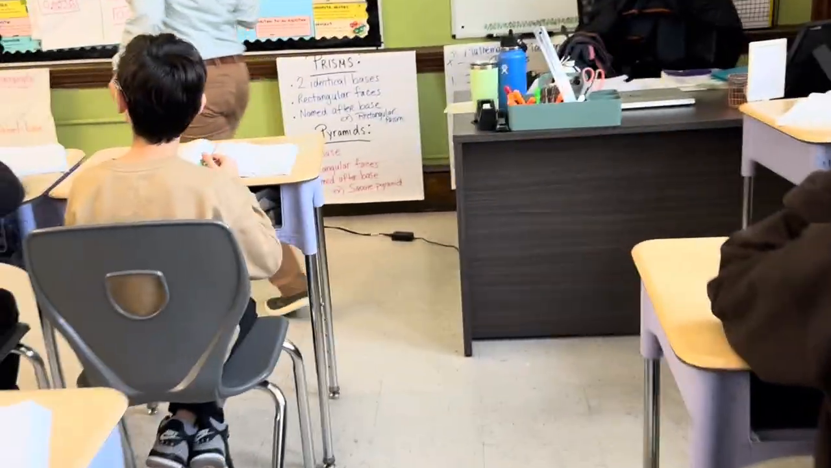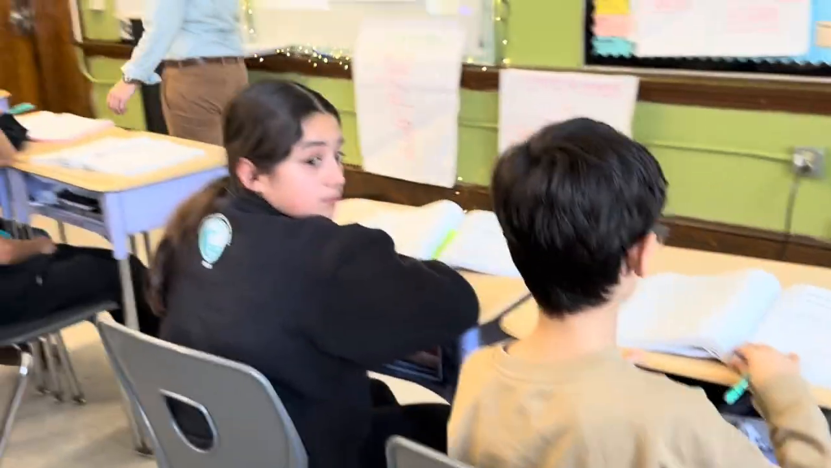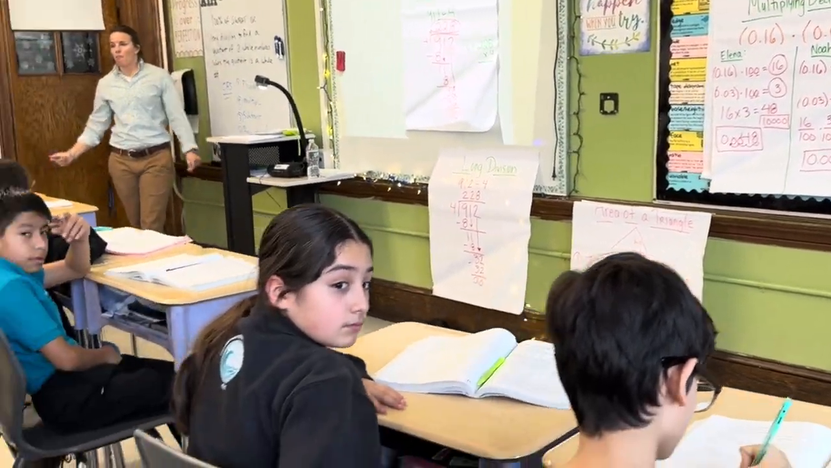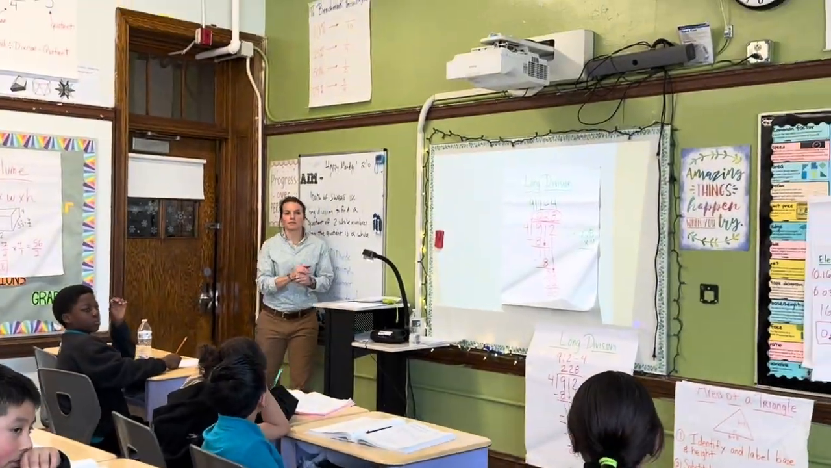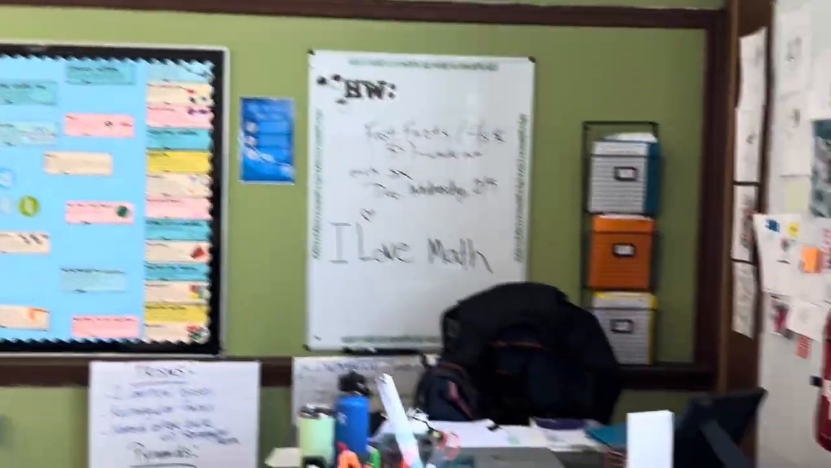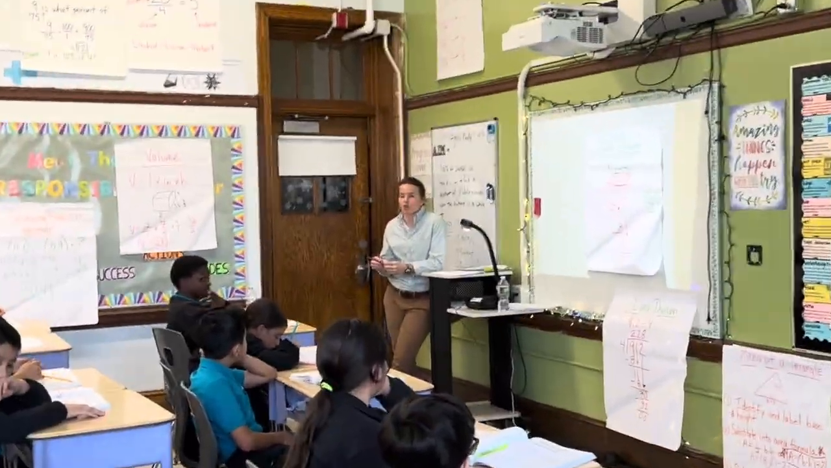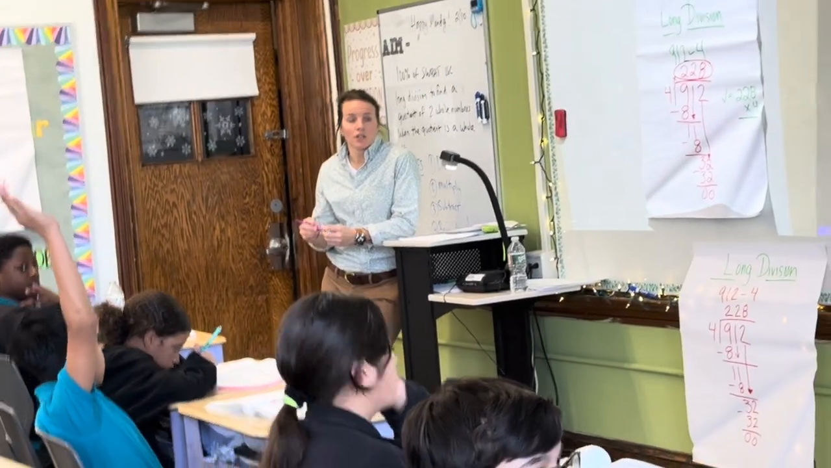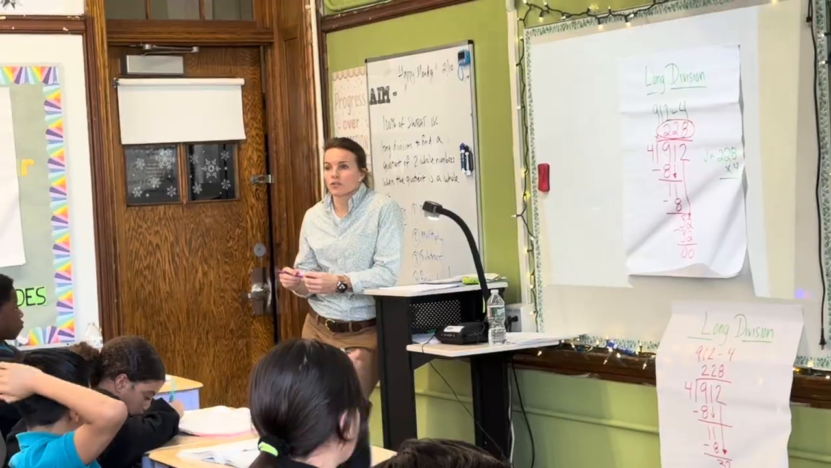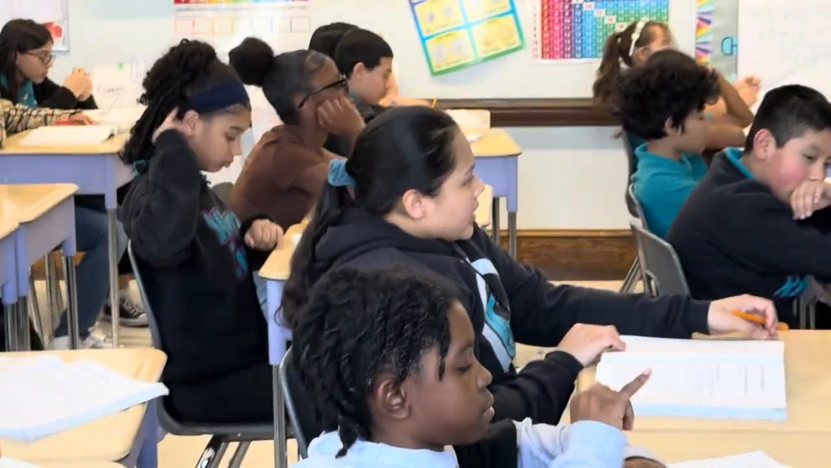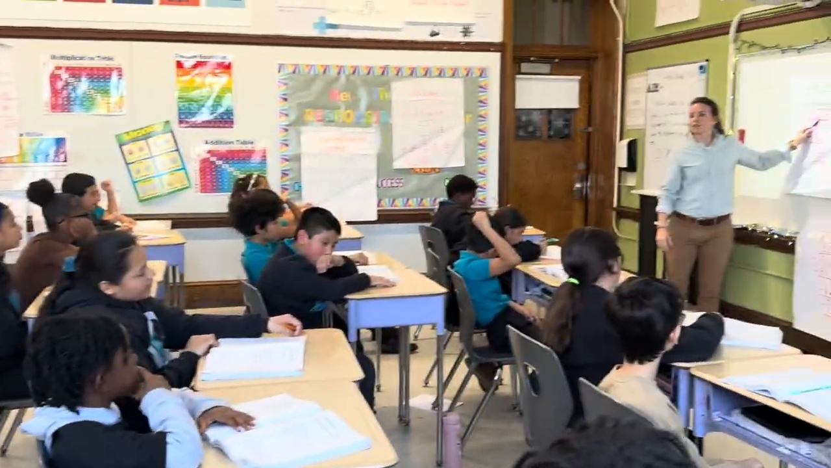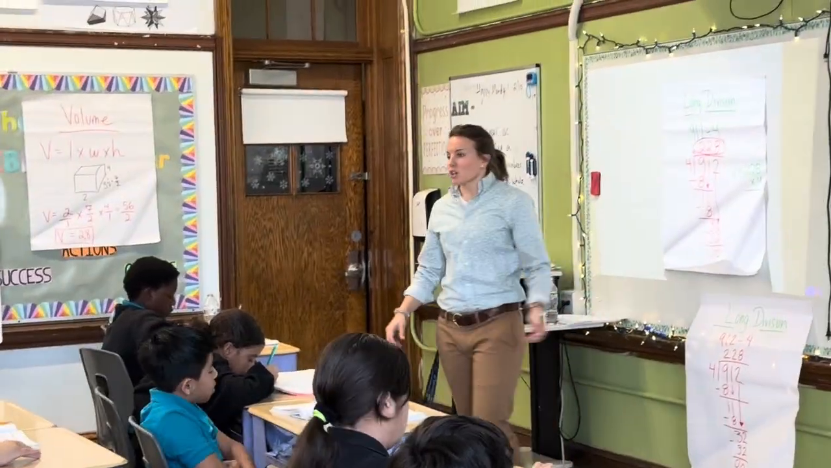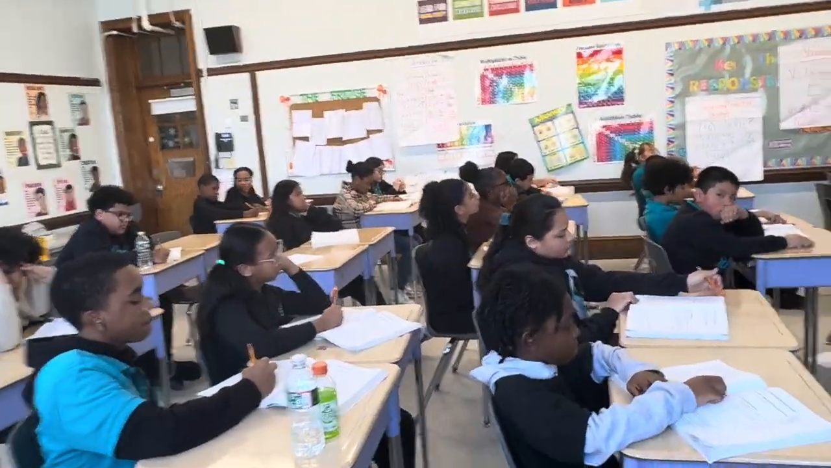Makai, what'd you get when you multiply 228 times 4? Daniel, what did you get? When you multiplied 228 times 4, what did you get when you checked your work? 912. So that means we can be satisfied with our result. That's going to be a requirement moving forward every time you do long division.